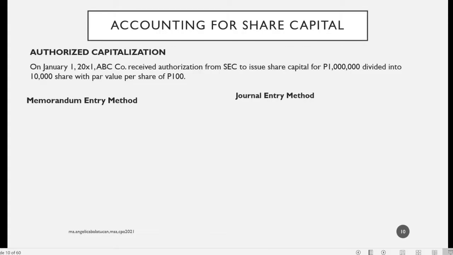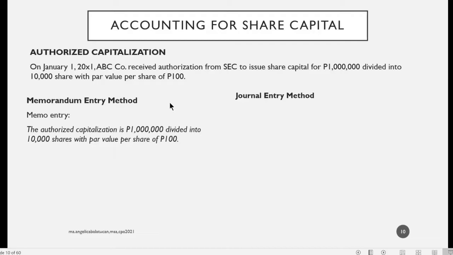Now let's go to the accounting for share capital, using the memo entry and the journal entry method. So on January 1, 20X1, ABC Company received authorization from SEC to issue share capital for 1 million pesos divided into 10,000 shares with par value of 100 per share. So the 1 million nga authorized capital is composed of 10,000 shares at 100 pesos.